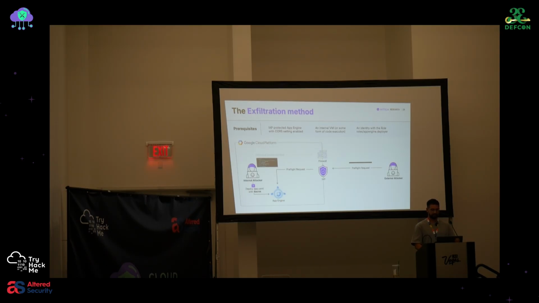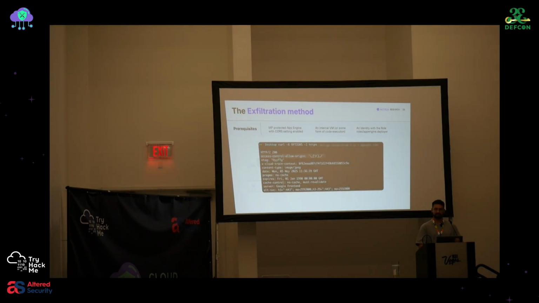And the third step is that the application responds with the secret. This is how the response looks. And you can see the header that we talked about a few times, the access control allow origin, that contains my secret. In this case, it's a shrug, but it can be anything.